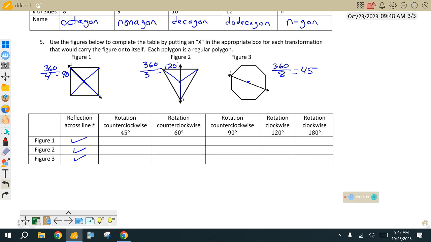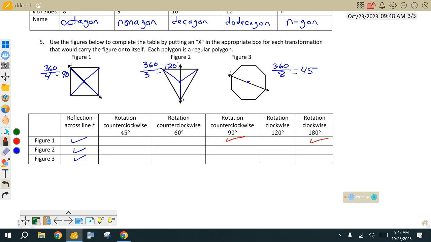So, does anything up here have a 45-degree rotation? The octagon does, right? Now, whoops, sorry, let me back that up, because we're on figure 1 here, aren't we? So figure 1 is not happening, is it? 45-degree turn does not work. Does a 60-degree? Nope. It's got to be a 90 and multiples of 90. So that is happening. And does a 120 work? Multiples of 90 and then a 180 works.